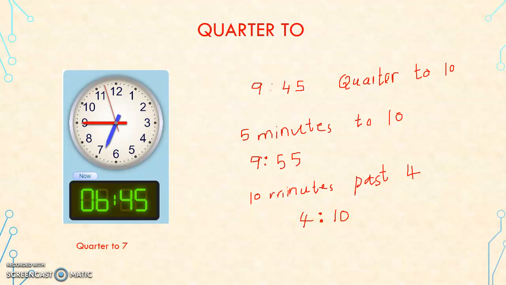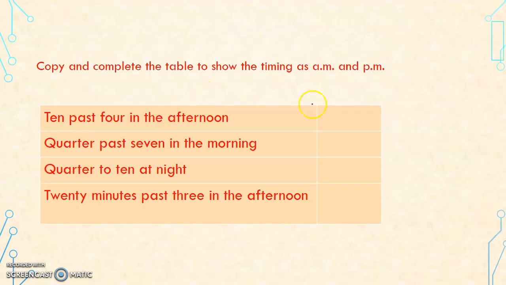So എത്ര minutes വേണമെങ്കിലും പറയാം. Depending upon past and to, you have to first find the time and then write it accordingly. So 10 past 4 in the afternoon. We know AM PM ആയിട്ട് എഴുതാൻ പറഞ്ഞിട്ടുണ്ട്. Copy and complete the table to show the timing as AM and PM. അല്ലേ? 10 past 4 in the afternoon. So afternoon ആണെന്നുണ്ടെങ്കിൽ noon തൊട്ടിട്ട് midnight വരെയുള്ള ടൈം നമ്മൾ എങ്ങനെയാ പറയാ? PM ആണ്. 10 past 4.